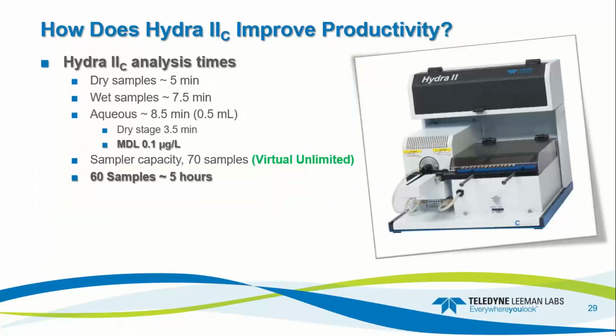So how is this going to improve the productivity within the refineries? Analysis time, dry samples 5 minutes, wet samples 7.5, aqueous about 8.5, max at 0.5 mils. I really try to limit that though to 0.1 or 0.2 mils within the system.